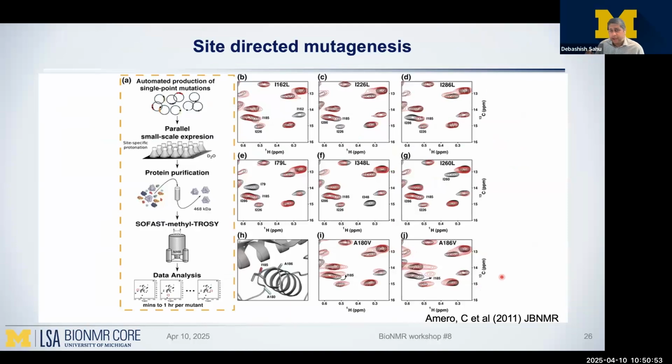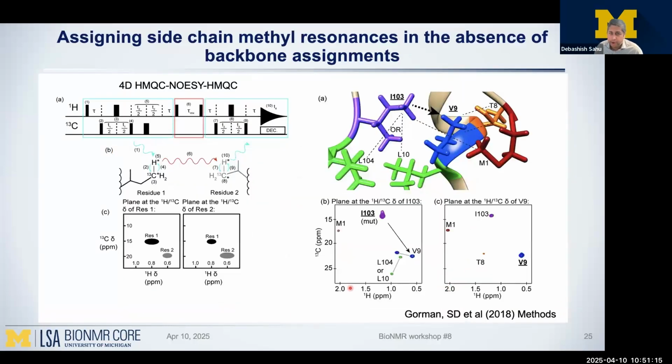The thing that I told you, that isoleucine thing, how did I assign that? That is actually very simple. We use something called site-directed mutagenesis. You get this as a kit. Here they used a lot of automation to make many site-directed mutants. There's one way to do it: you can utilize NMR techniques, or you can go and start mutating this out.